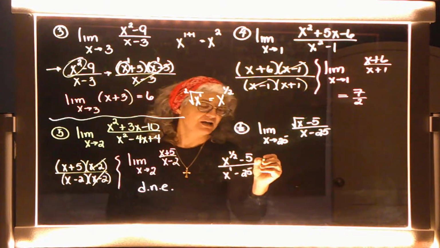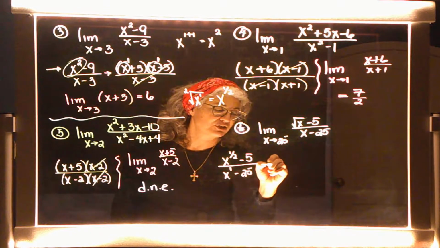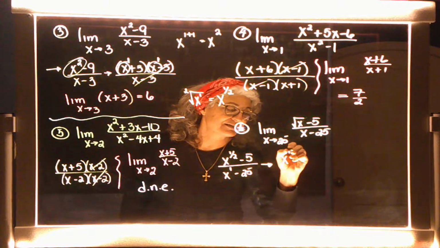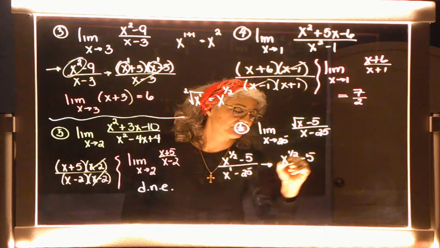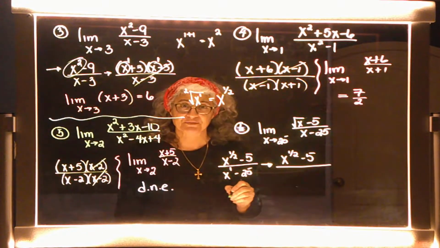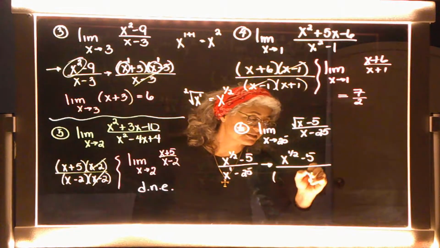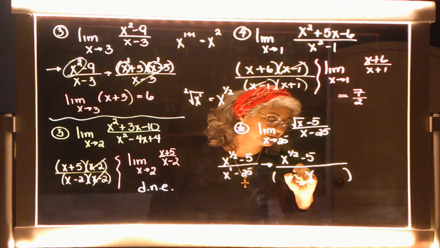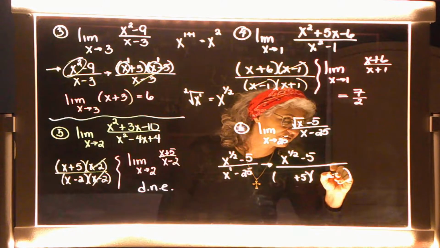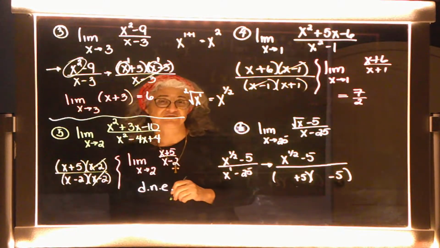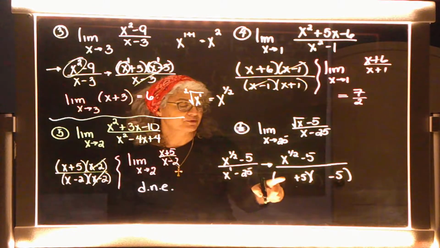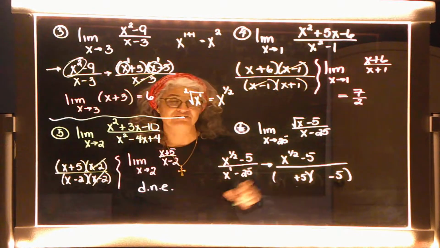I'm going to apply that same principle to the x to the first minus 25. I'm going to leave the numerator alone, it's going to stay x to the 1/2 minus 5. Now the denominator, if we factor it, we know we could put a plus 5 and a minus 5 to get the minus 25, yes? But the question is, what do these x's have to be?